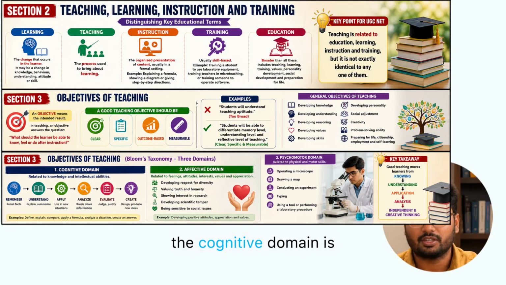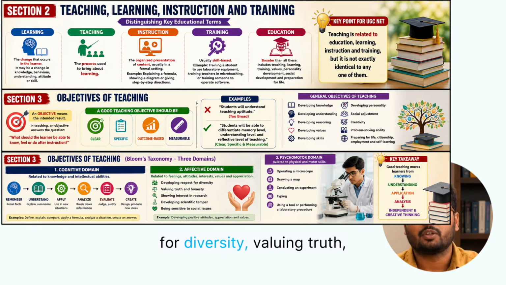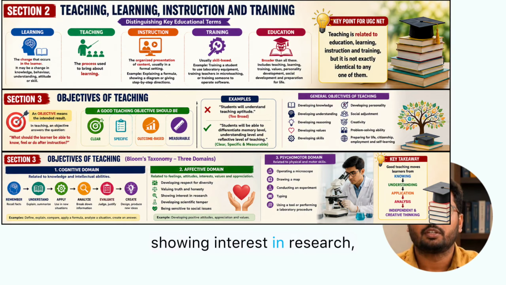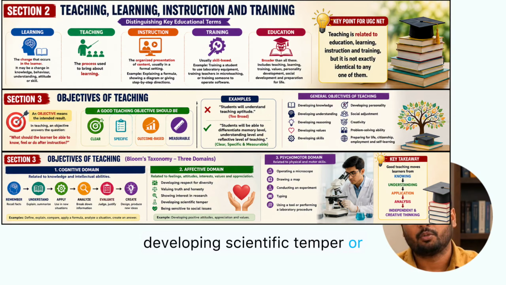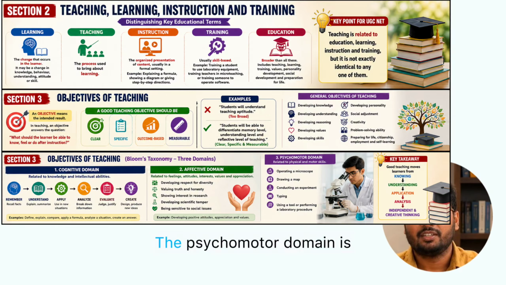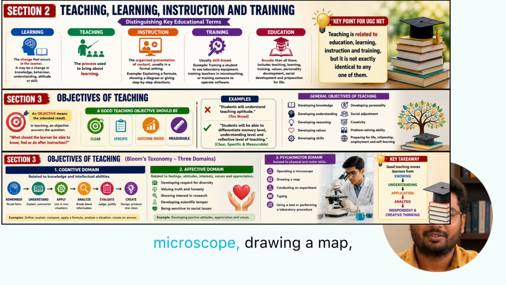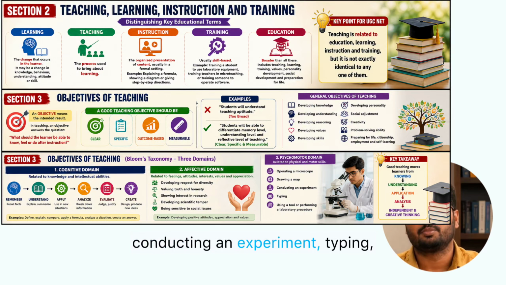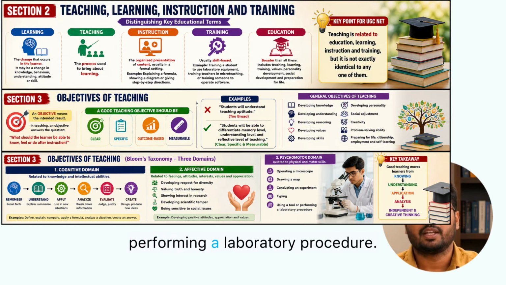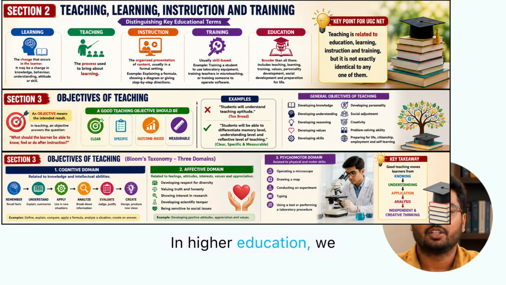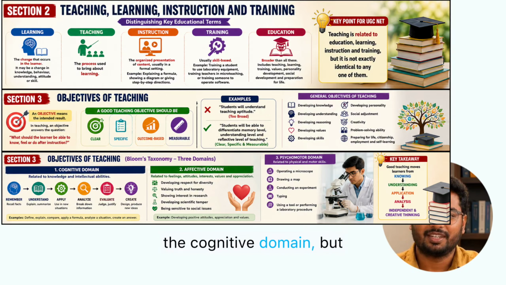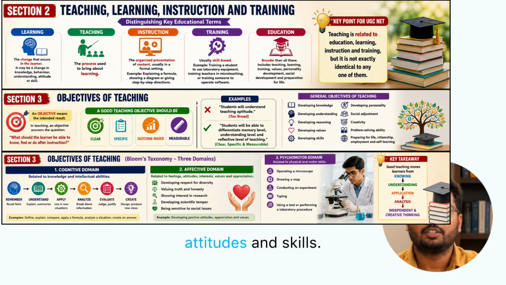The affective domain is related to feelings, attitudes, interests, values, and appreciation. For example, developing respect for diversity, valuing truth, showing interest in research, developing scientific temper, or becoming sensitive to social issues. The psychomotor domain is related to physical and motor skills. For example, operating a microscope, drawing a map, conducting an experiment, typing, using a tool, or performing a laboratory procedure. A good teacher tries to address all three domains. In higher education, we often focus heavily on the cognitive domain, but effective teaching also develops attitudes and skills.